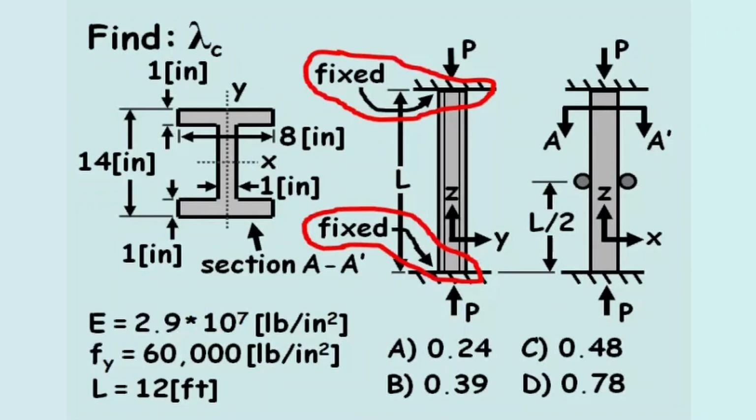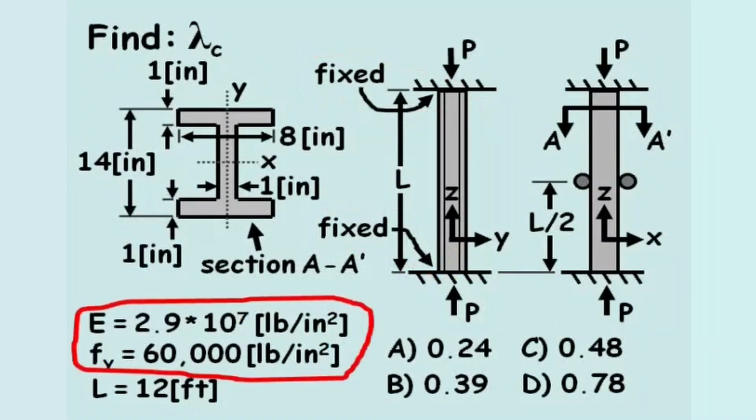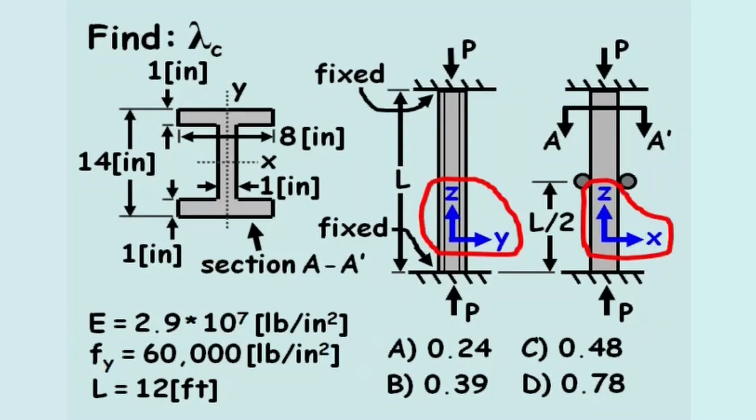The modulus of elasticity and yield stress of the steel are also given. Keep in mind, there is only one beam in this problem viewed from two different directions.